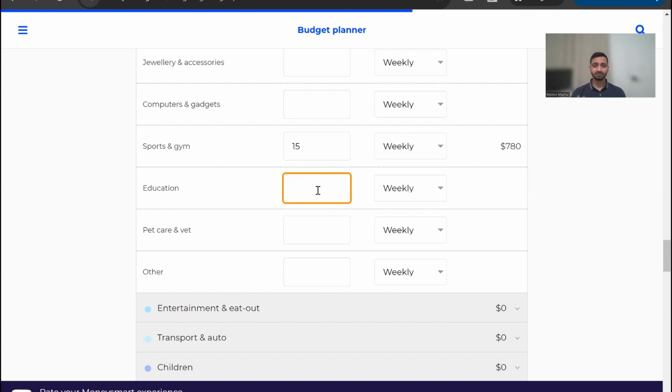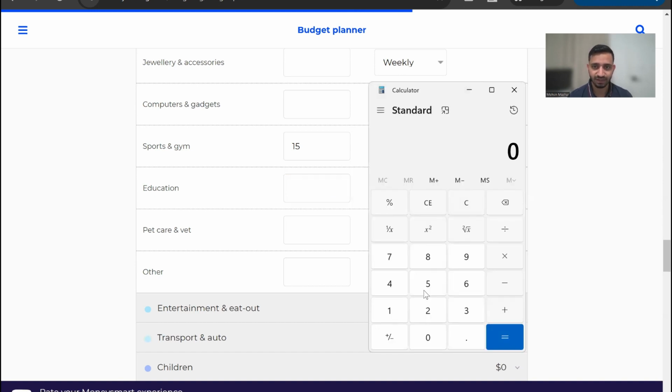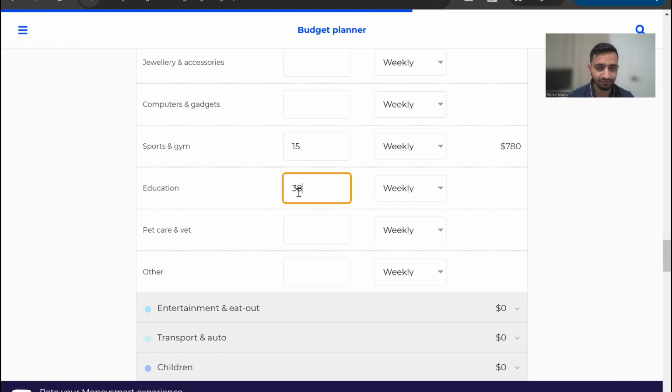This is the main one. So you need to understand that in education, as an international student, let's say it's going to be about $20,000 for this particular student. It's going to be about $20,000 that he's going to spend on a yearly basis. I'm going to divide that by 52. It comes to about $384. I'm going to round it up to 385. So let's put in 385 here. About $20,020. That's right.